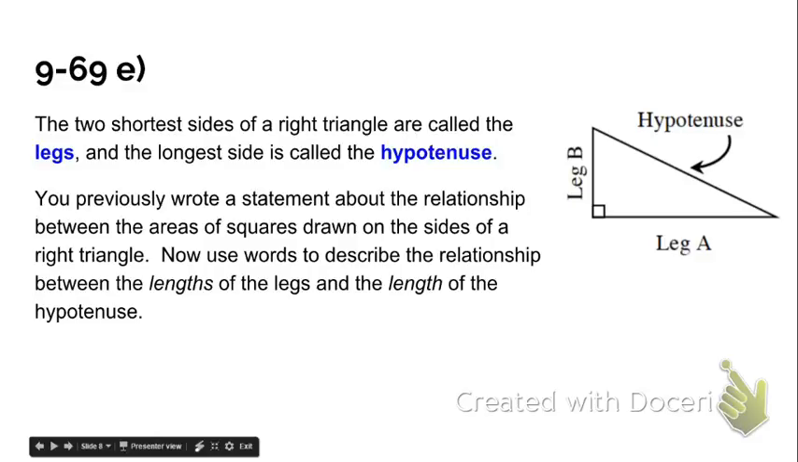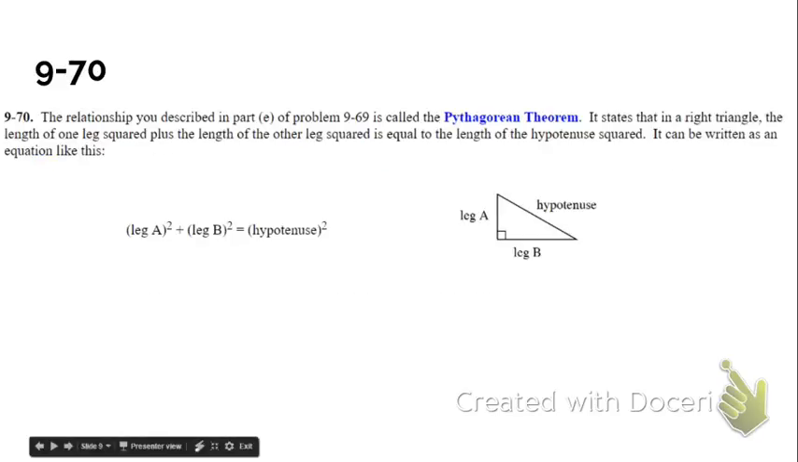The two shortest sides of a right triangle are called the legs. So we've got two legs on a right triangle. And the longest side, whichever one is always the longest, that's the special one, the hypotenuse. You previously wrote a statement about the relationship between the areas of squares drawn on the sides of a right triangle. Now use words to describe the relationship between the lengths of the legs and the length of the hypotenuse.